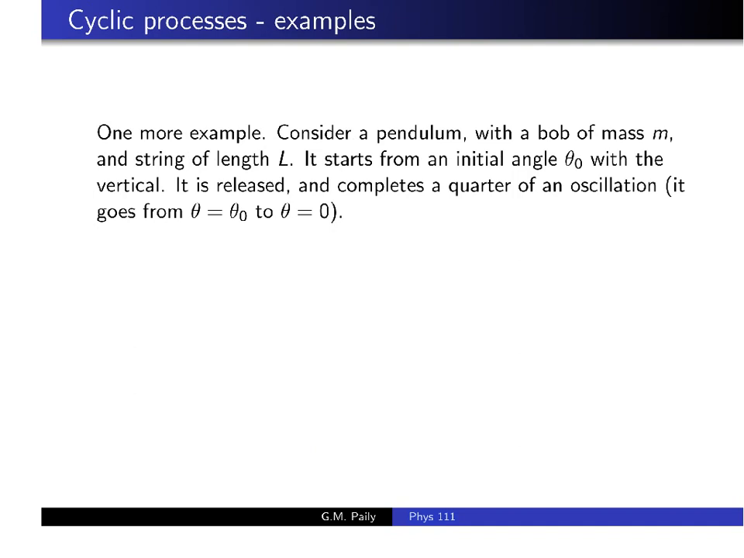Okay, let's consider one more example. We will look at a pendulum, right, which is basically just a mass m attached to a string of some length L. And let's say that we pull it back. All right, so it starts at some angle theta naught, and we then release it, and well, once we release it, it starts swinging down. And so right now it's completed a quarter of an oscillation. It's gone from the extreme position over here to the middle.